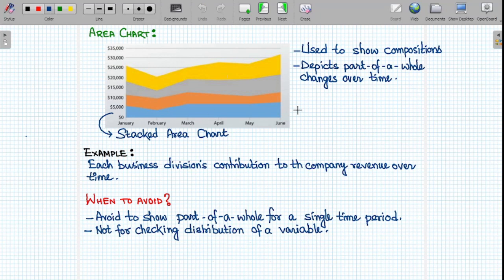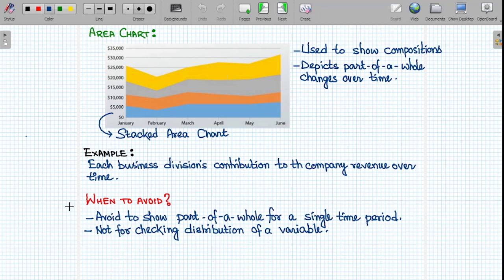Here we have depicted a stacked area chart. Let's understand this with an example. Each business division's contribution to the company revenue over time can be easily depicted using stacked area chart.